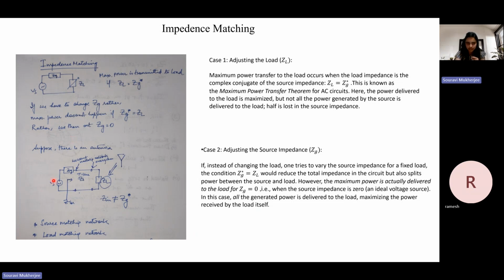So you have to do one matching at the source end where your ZG should match with the Z naught of the transmission line, and then again your ZL should match with the characteristic impedance of your transmission line. So you have to choose the transmission line accordingly, or you have to change your impedance accordingly and do all those kind of changes. Now, how can you do that? There can be various ways.